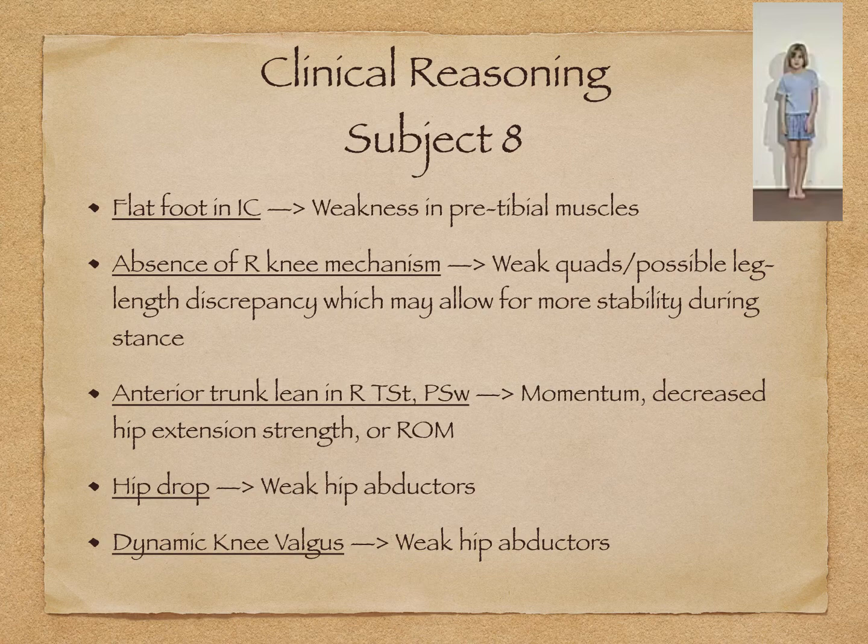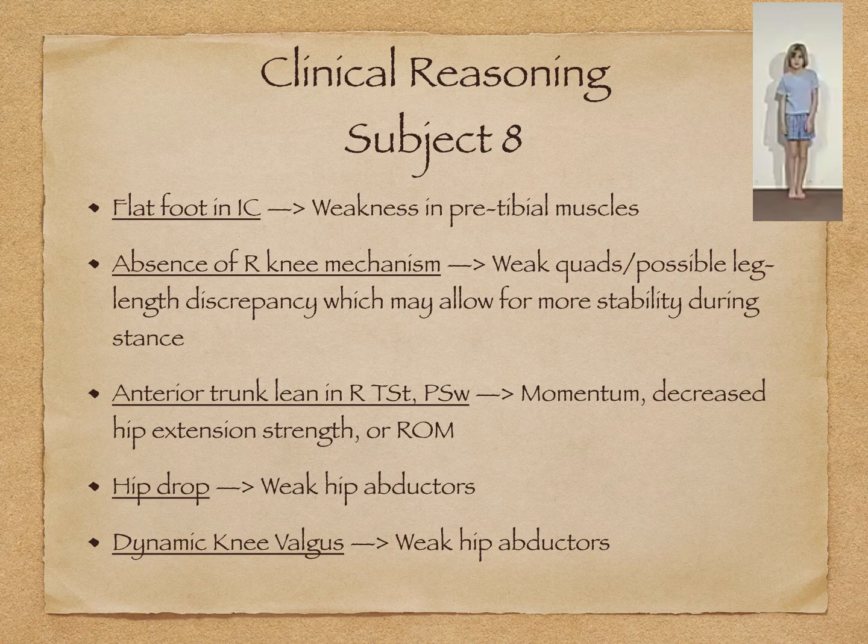So, some of the hypotheses that we had for subject 8's deviations: for flat foot in initial contact, she perhaps had weakness in her pretibial muscles, therefore not allowing her to dorsiflex. In the absence of her right knee mechanism, we thought that might be due to weak quads, so they couldn't control her leg eccentrically in stance to achieve the knee mechanism. This could also be due to a possible leg length discrepancy, which may allow for more stability during stance.